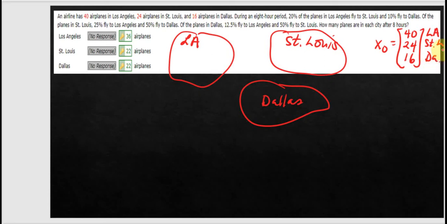So now let's see if we can connect these bubbles. 20% of the planes in Los Angeles fly to St. Louis. I guess it'll really help if I could read, right? So we're going to say 20% or 0.2. Remember the percentages or decimals, and so these are probabilities. And then from Los Angeles, 10% fly to Dallas.